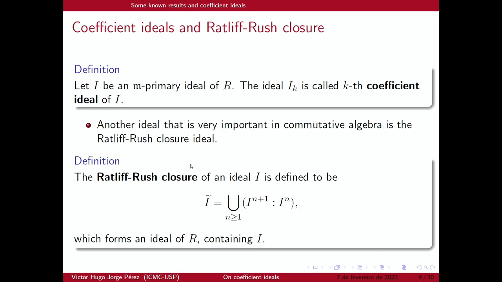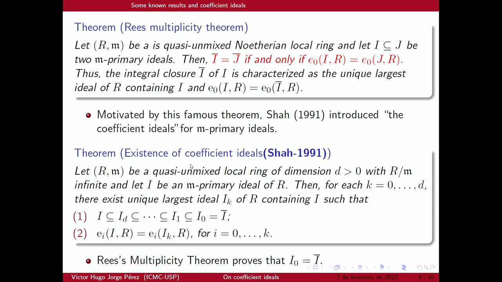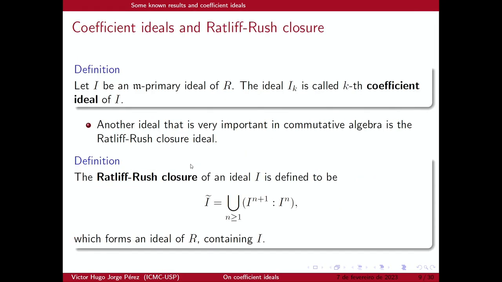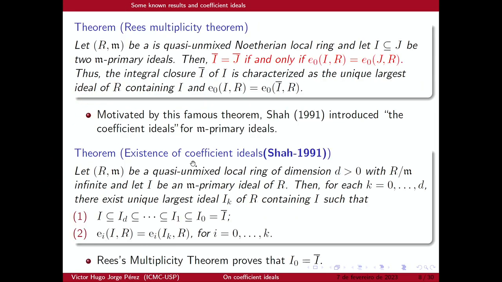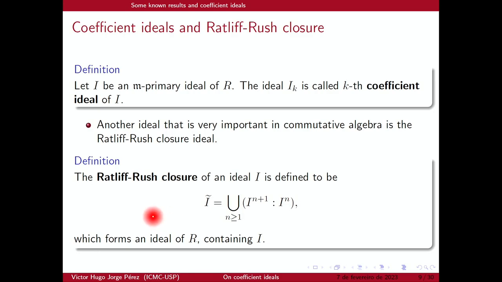Because of this, we define, for an m-primary ideal I, this A_k, which we call the coefficient ideal of I. But in this case, I is an m-primary ideal.